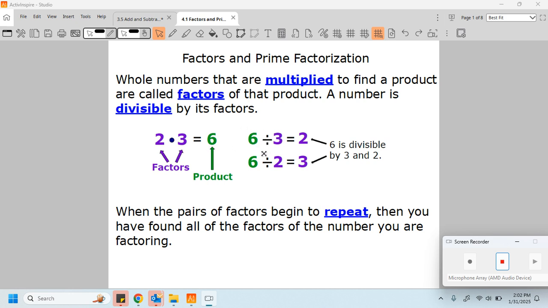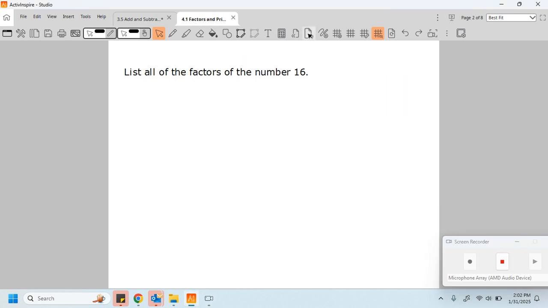On the other hand, 6 is divisible by 3, which gives 2, and it's also divisible by 2, which gives 3. So 6 is divisible by both 3 and 2. When the pairs of factors begin to repeat, then you've found all the factors of the number that you're factoring. So for the first example, we want to list all the factors of the number 16.